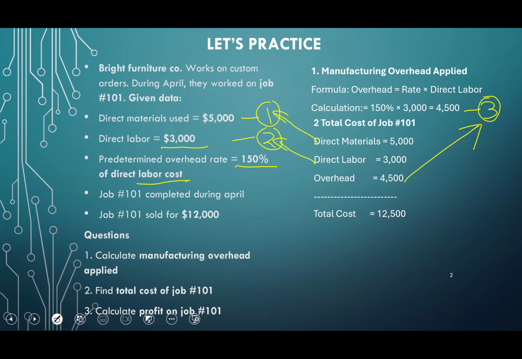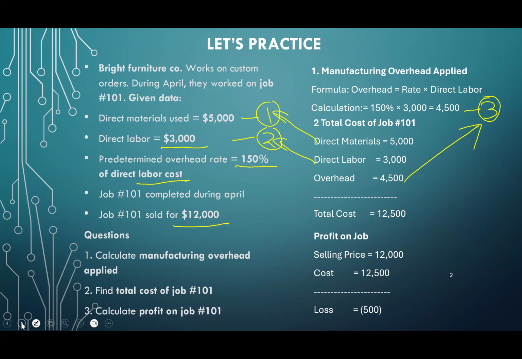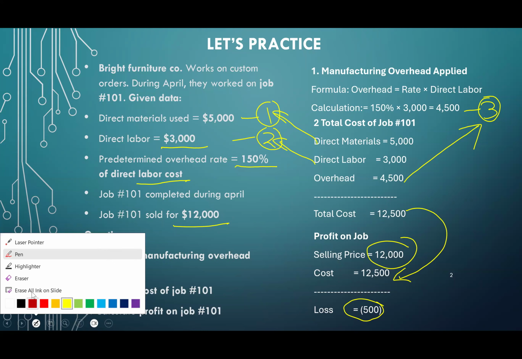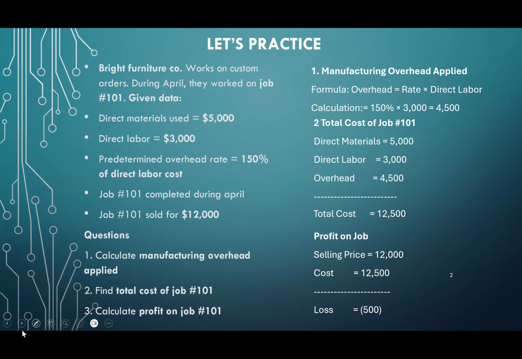Now you can see it is not hard for me to do the third step, which is to calculate the profit. So the profit on this job, my selling price was 12,000. However, my cost that I calculated in step number 2 is this much. So I'm actually losing $500 on this job is basically how my math has come out. Okay. So everybody okay with the 3 steps?